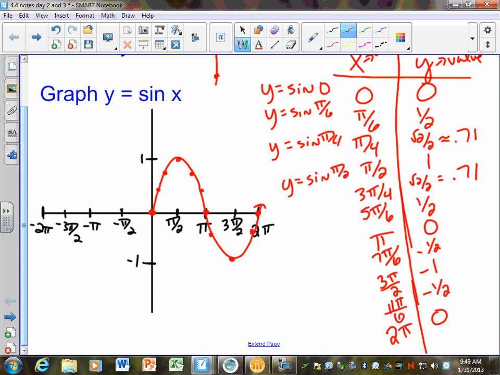So the great thing about these is if you do the positive side, you already know the negative side. You just got to make sure you flip it. So at -pi halves, it's going to be down here at -1, because that's the same as 3 pi halves. And what about at -pi? Yeah, it's the same as pi. -pi and pi are the same. They're going to both be at 0.